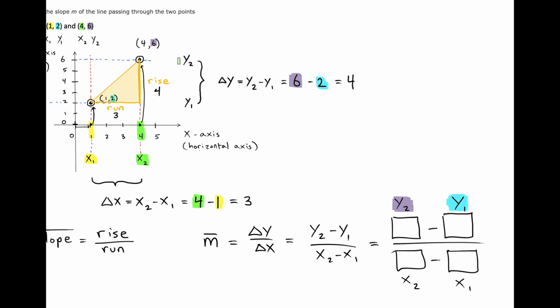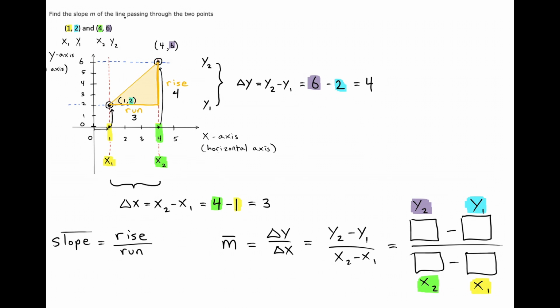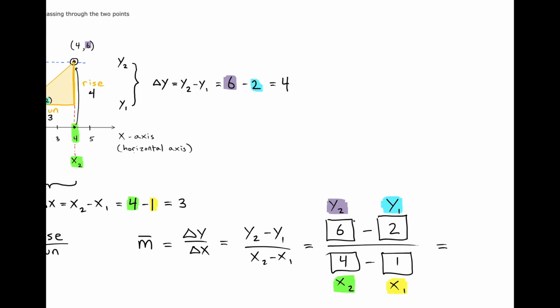At this point, it's all about plugging the right things into the right place. So for y2, we have 6. For y1, we have 2. Our x2 is going to be 4, and our x1 is 1. After we simplify the top and bottom here, we're going to get 4 over 3 as the slope.